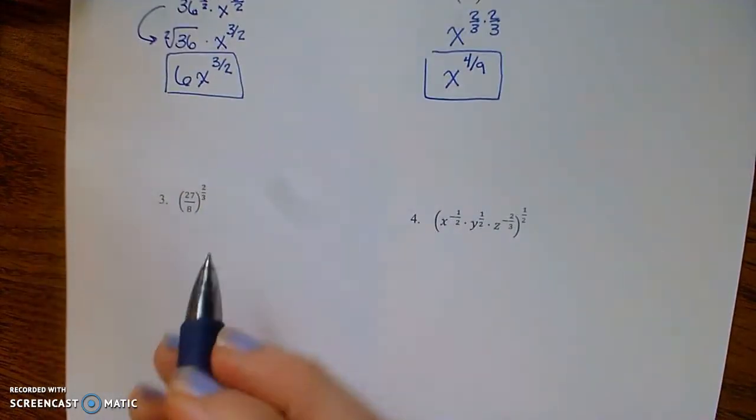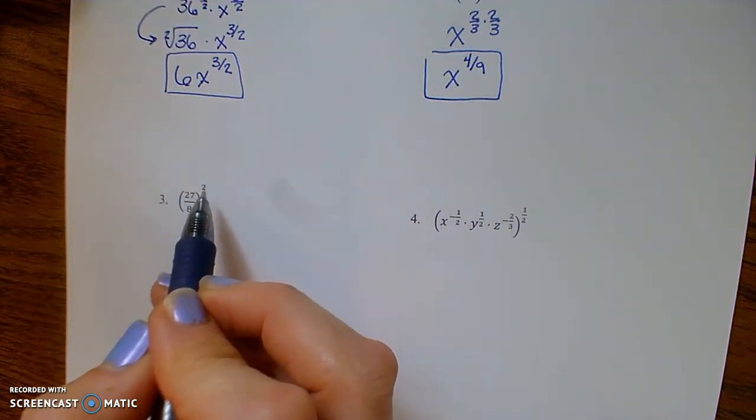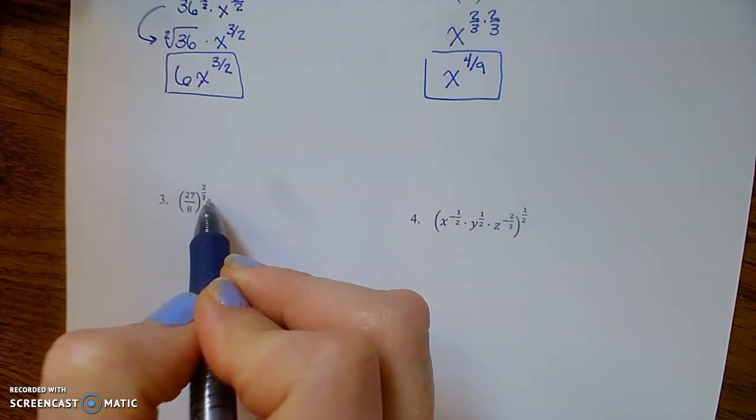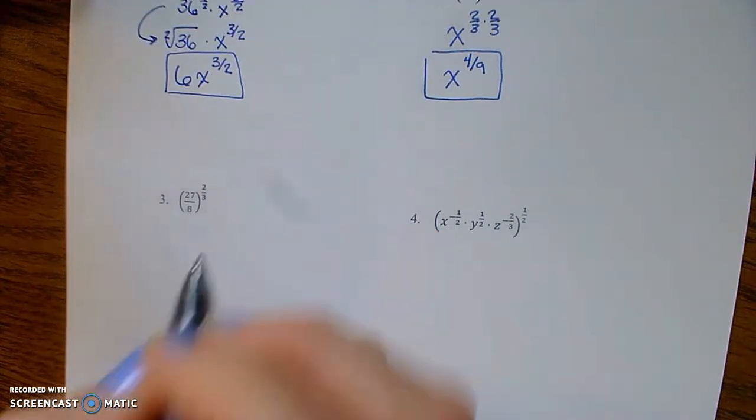Let's do another one. 27/8 to the power 2/3. So just here you've got a numerator and a denominator for the exponent. Here's my tip.